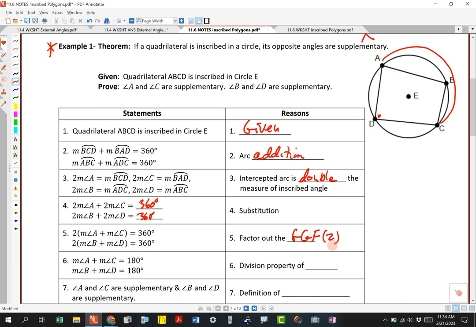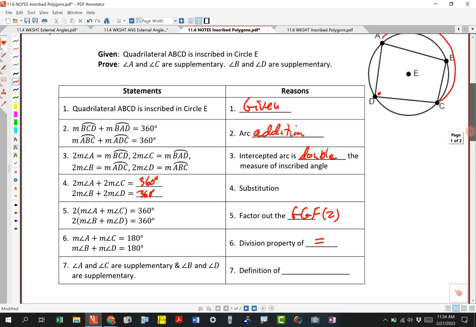Caleb, what do we do from here to here? You just divided 2 from each side. Yeah, divided 2 from each side. Does anybody remember how to finish this off? That's the division property of equality. So you can just put an equal sign right there.